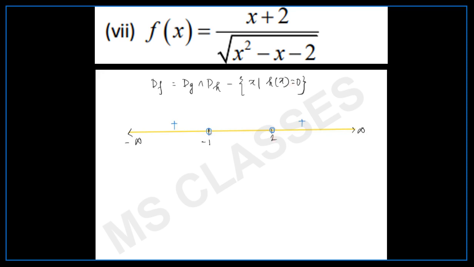Therefore, the required domain is minus infinity comma minus 1 open union 2 to infinity. Both open because we cannot consider these two elements. And that is the required domain.